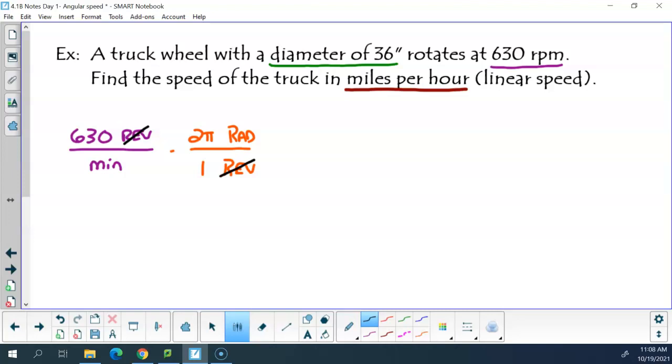Now I'm in angular speed. So now I need to get it into, according to my speed chart, linear speed. Well, in order to get it into linear speed, I'm going to convert my radians into some form of linearness, some length.